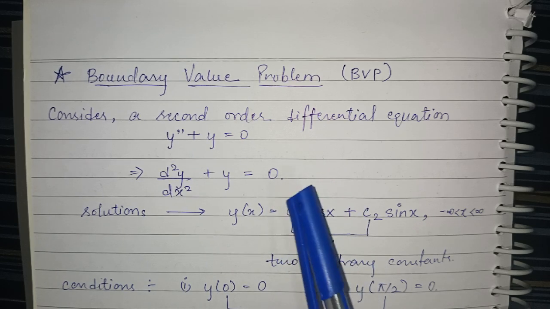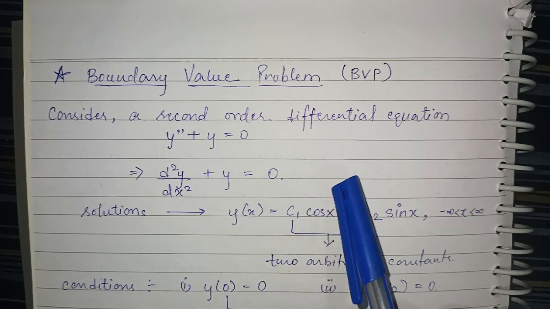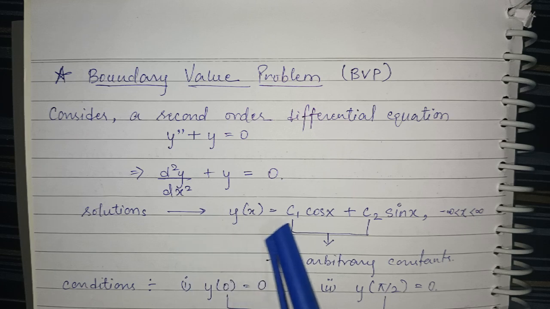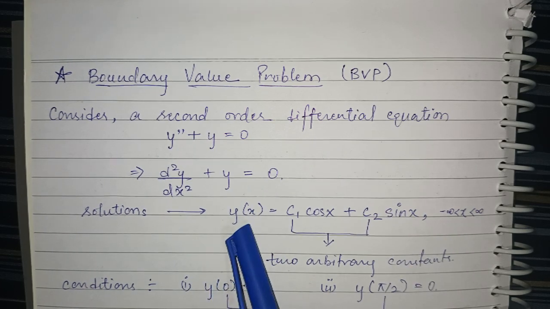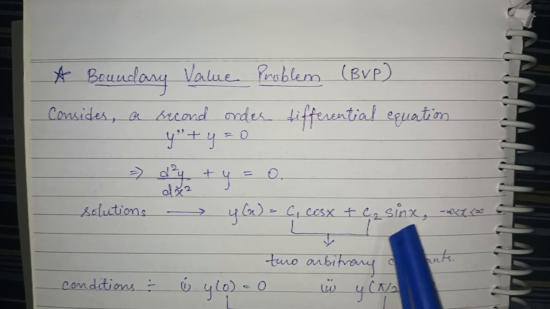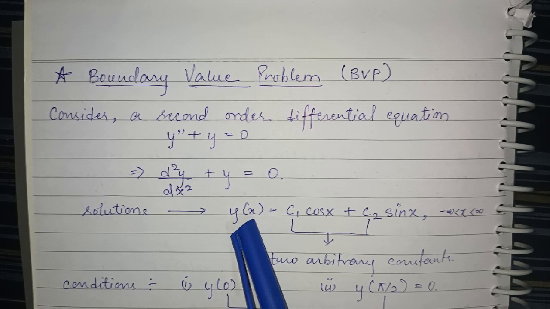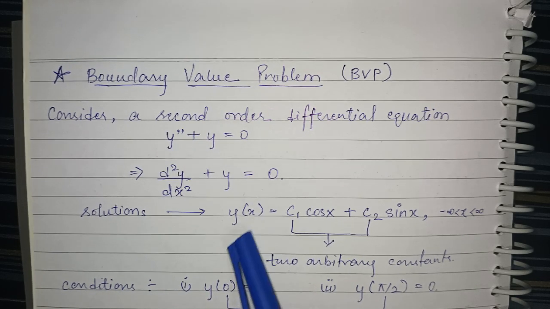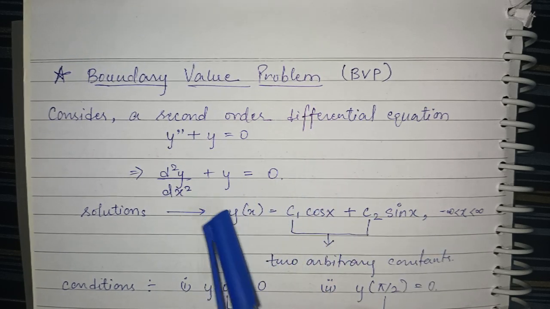Now you know that we can solve this differential equation and we'll get a solution. Here I'm directly giving you the solution, which is y equals c1 cos x plus c2 sin x. Now y(x), because y is dependent on x, right? So this is our solution.